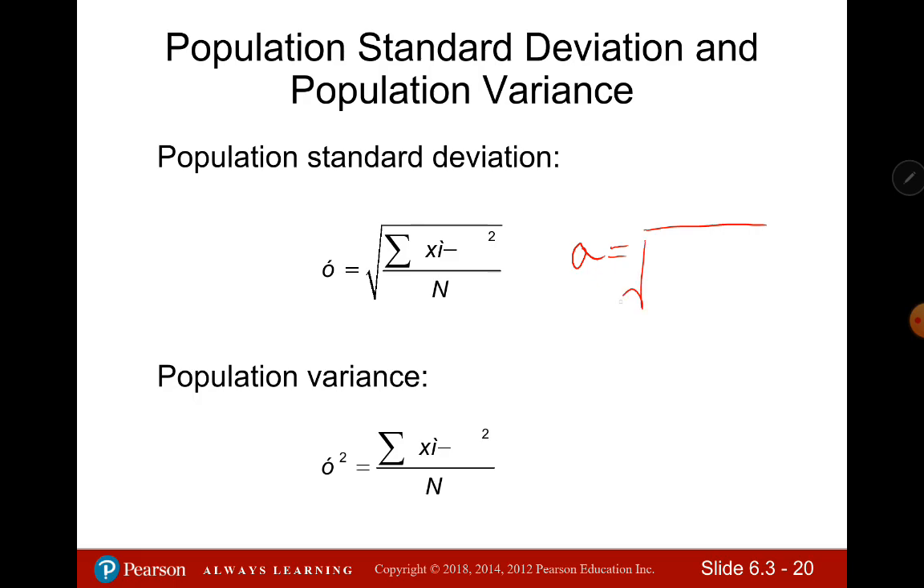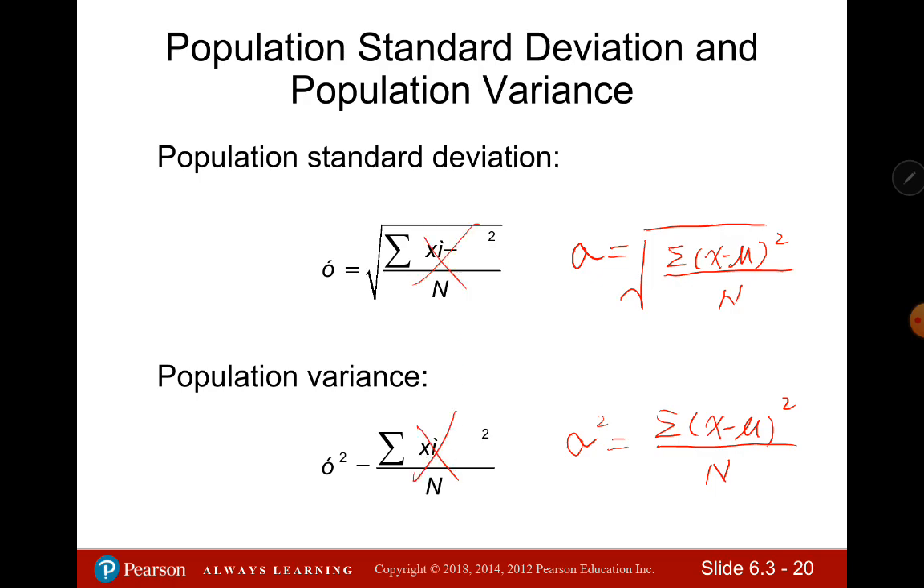Make sure you check your PowerPoint. I think if you print out your PowerPoint, you will get the correct formula. So again, if we're talking about the variance, then we do not have a square root. If we're talking about the standard deviation, we will have the square root, right? These are the correct formulas. So it's not shown correctly here.